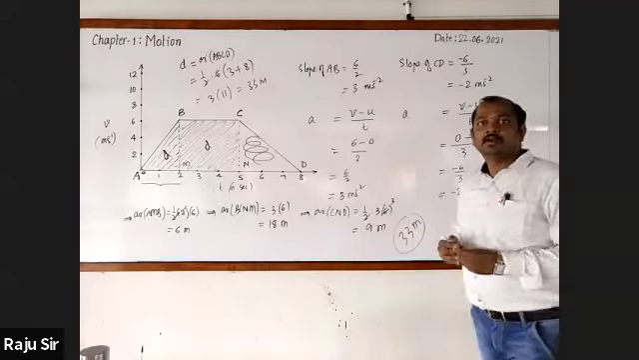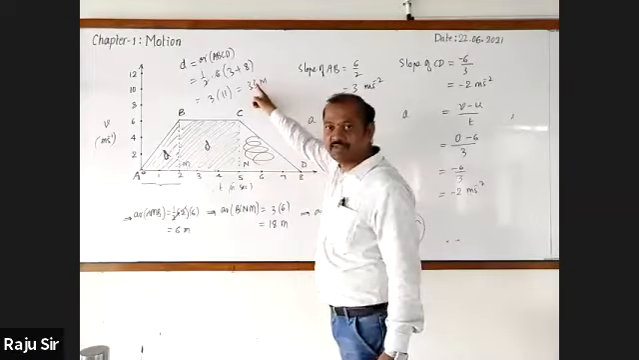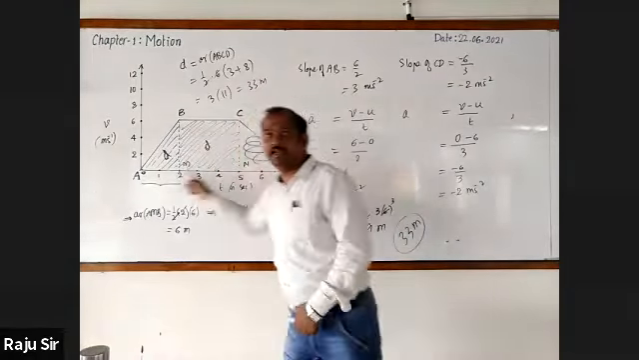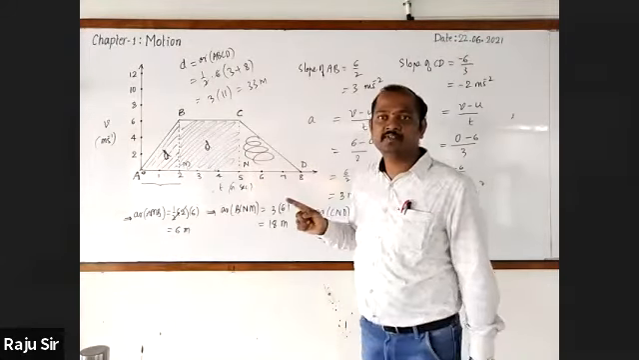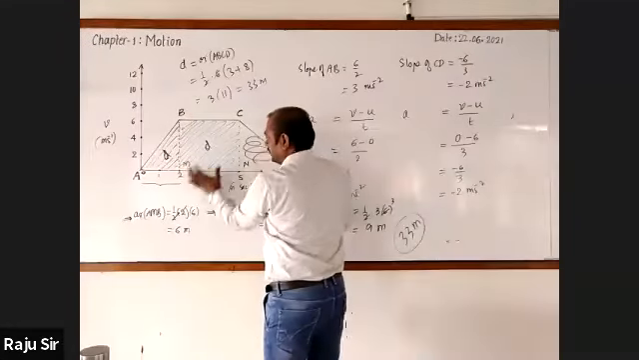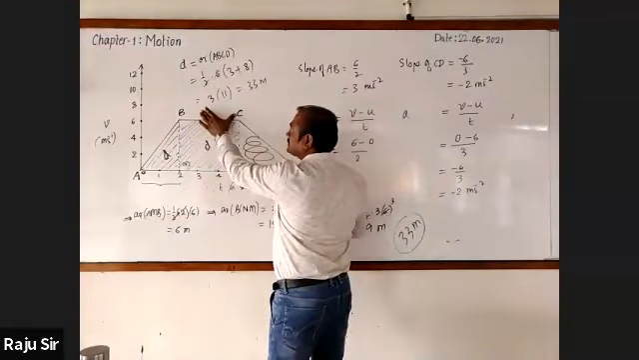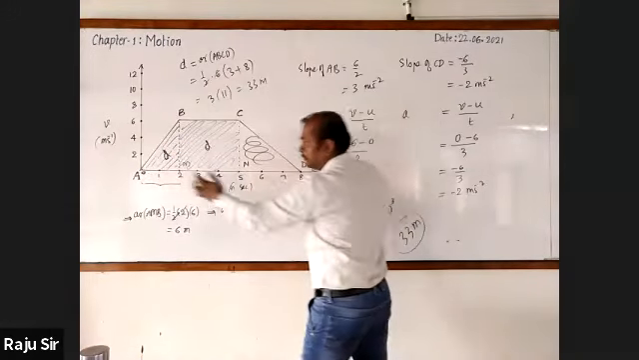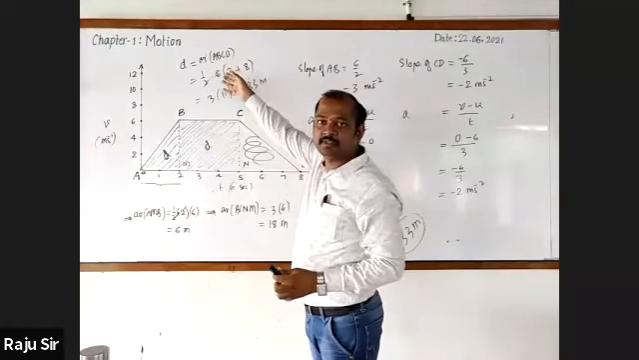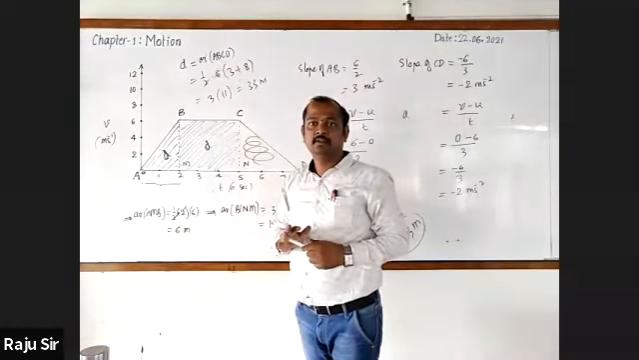Sir, explain once again, sir. Did you understand? How 8 came, sir? How 8 came means, sum of parallel sides BC and AD. BC from B to C, 1, 2, 3 units. AD from A to D, total 8 units. 8 plus 3 is 11, half into 6 into 11 is 33. The total distance you need to find out.